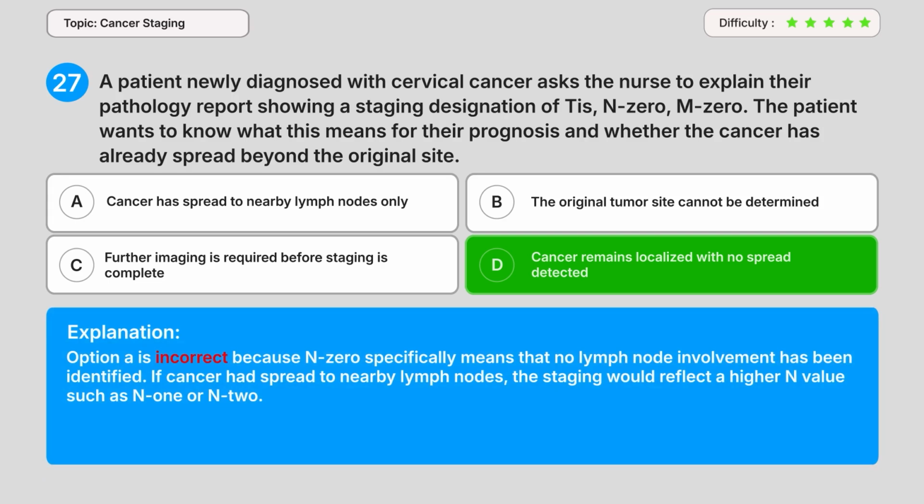Option A is incorrect because N0 specifically means that no lymph node involvement has been identified. If cancer had spread to nearby lymph nodes, the staging would reflect a higher N value, such as N1 or N2.